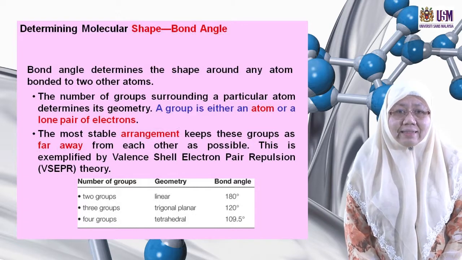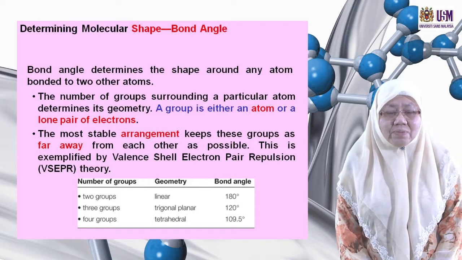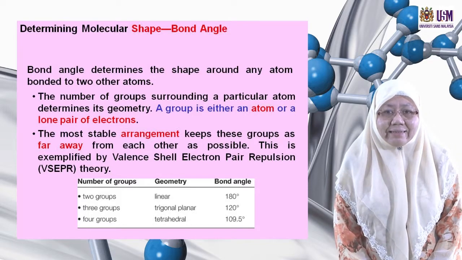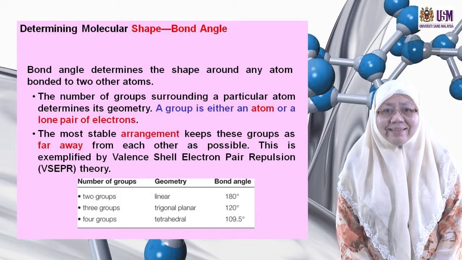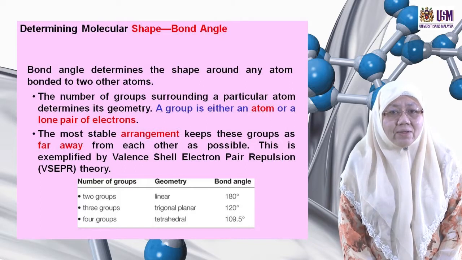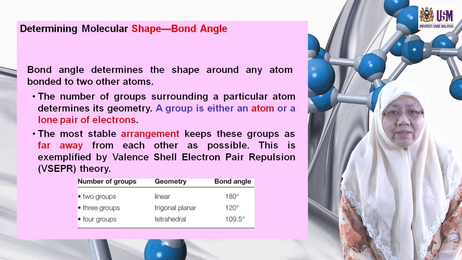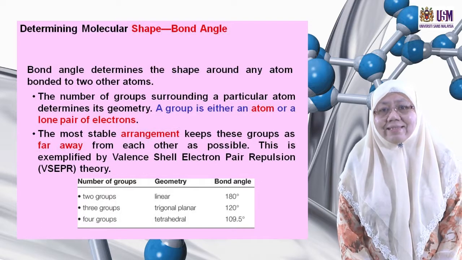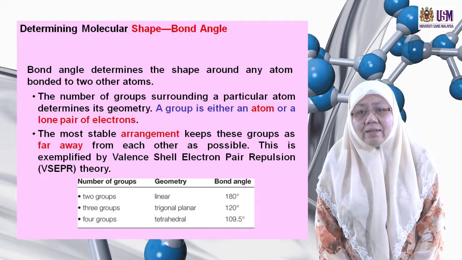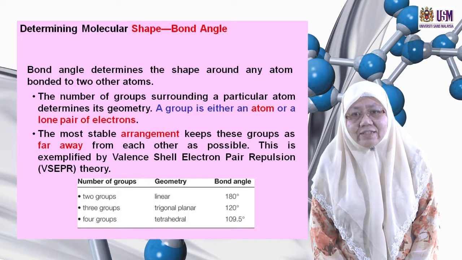As we can see in the table, when we have two groups, the geometry is linear, and the bond angle is 180 degrees. When we have three groups, the geometry is trigonal planar and the bond angle is 120 degrees. And when there are four groups, the geometry is tetrahedral and we have a bond angle of 109.5 degrees.